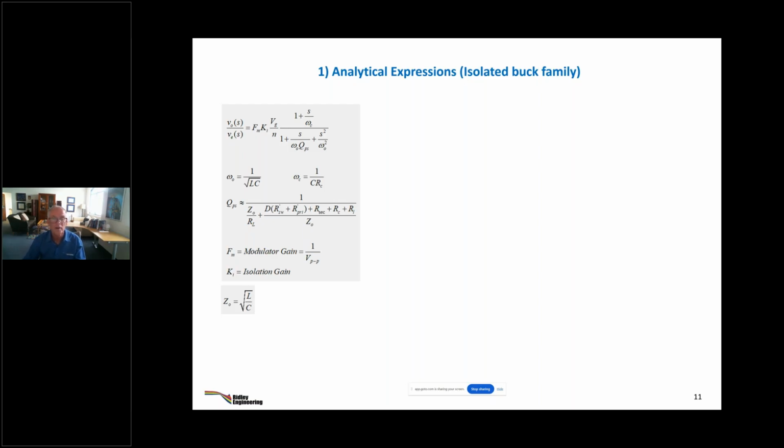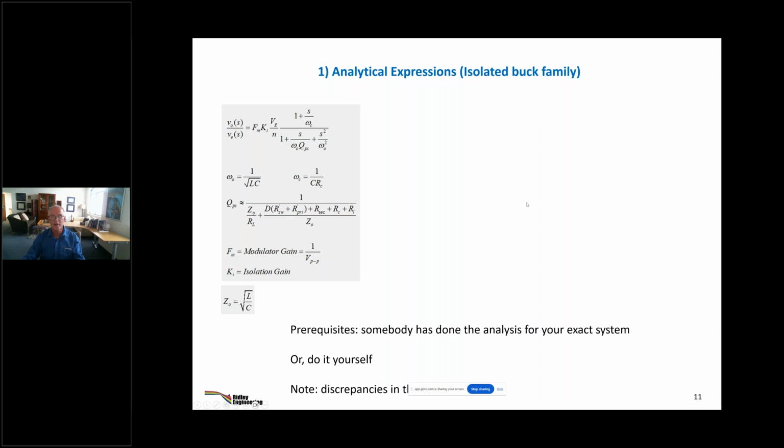So let's... the problem you run into with this is that you can only do an analytical expression on a converter if somebody has done the analysis for your system. And you'd be surprised, most converters that get built, they're not that simple. Somebody's added a little quirk to it, or there's a parasitic in there that's not being accounted for. So you can't find the analysis for exactly what you're doing. You can only find it for the very base level converters.